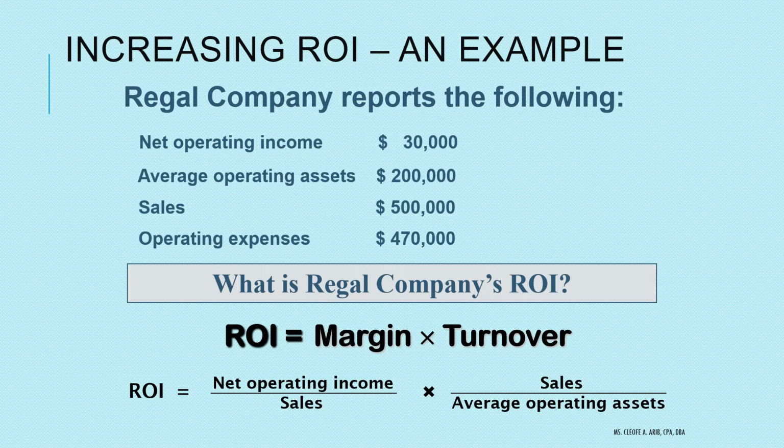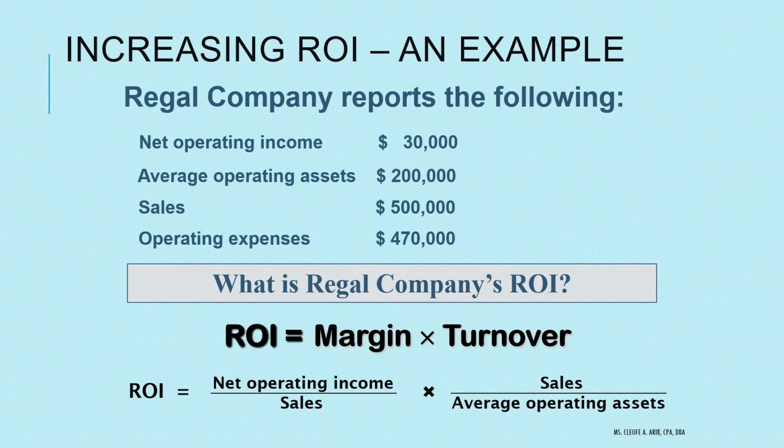So, let's have an example here on how to increase your ROI. So, you have here Regal Company with the following information. Net operating income niya for the period is 30,000. Average operating assets is 200,000. Sales is 500. While operating expenses is 470. And we are asked, what is the company's ROI?